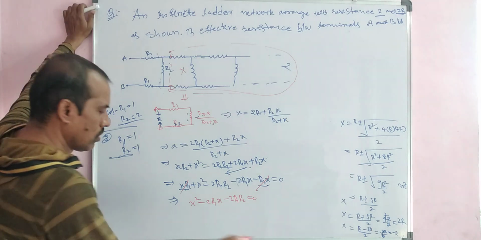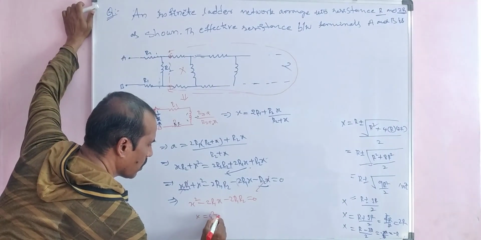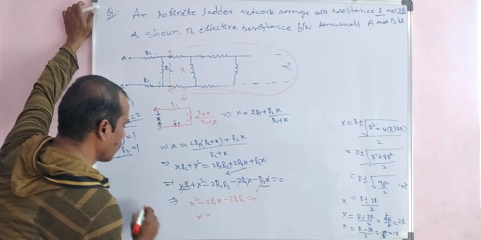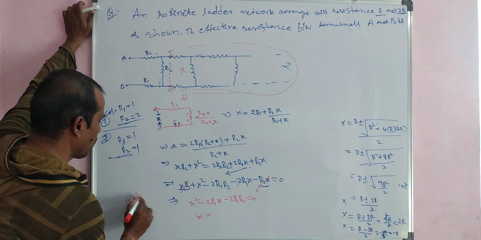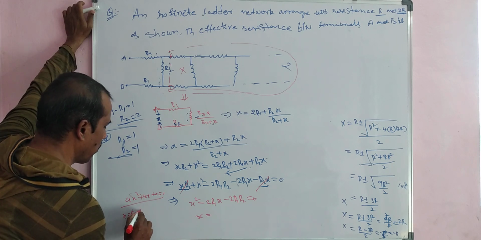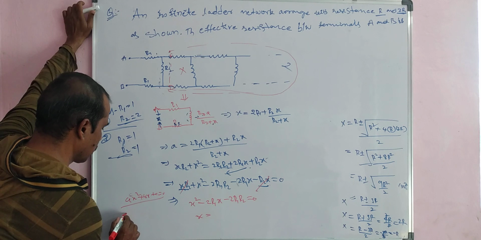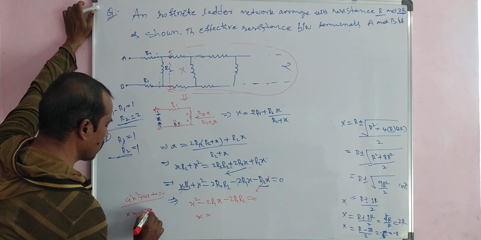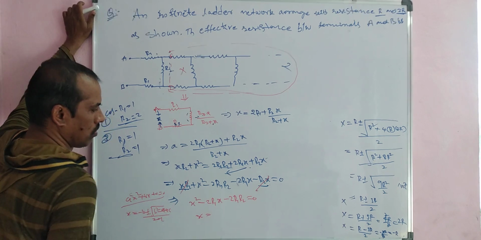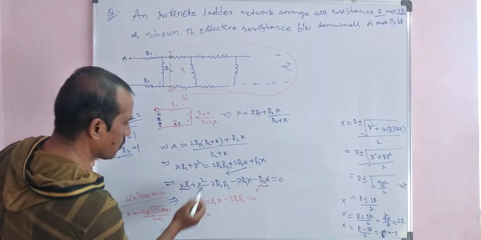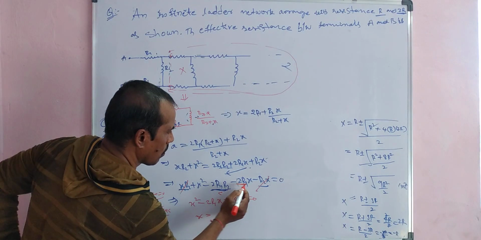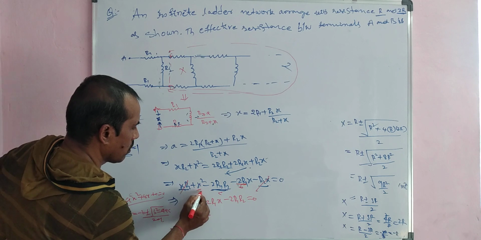So it is a quadratic equation. The formula for ax square plus bx plus c is equal to 0 is x is equal to minus b plus or minus the root of b square minus 4ac, by 2a. Comparing with these values, this is the c value, this one is b, and this one is a.